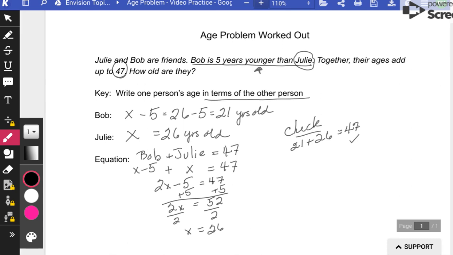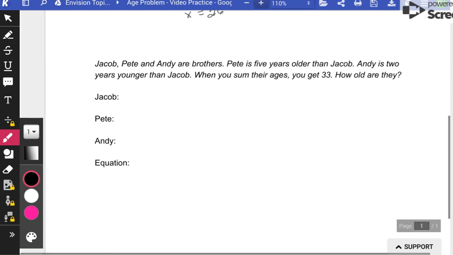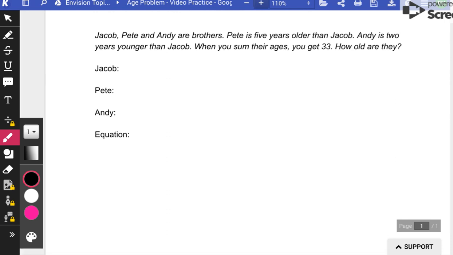Let's try one that's a little bit harder. So Jacob, Pete, and Andy are brothers. Pete is 5 years older than Jacob. Andy is 2 years younger than Jacob. When you sum their ages, you get 33. So how old are they?